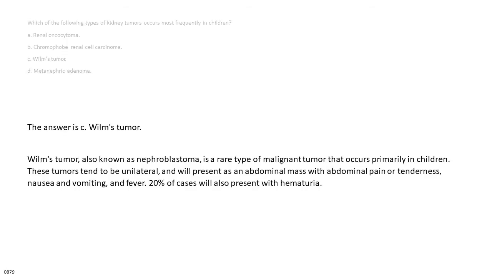The answer is C. Wilms tumor. Wilms tumor, also known as nephroblastoma, is a rare type of malignant tumor that occurs primarily in children.